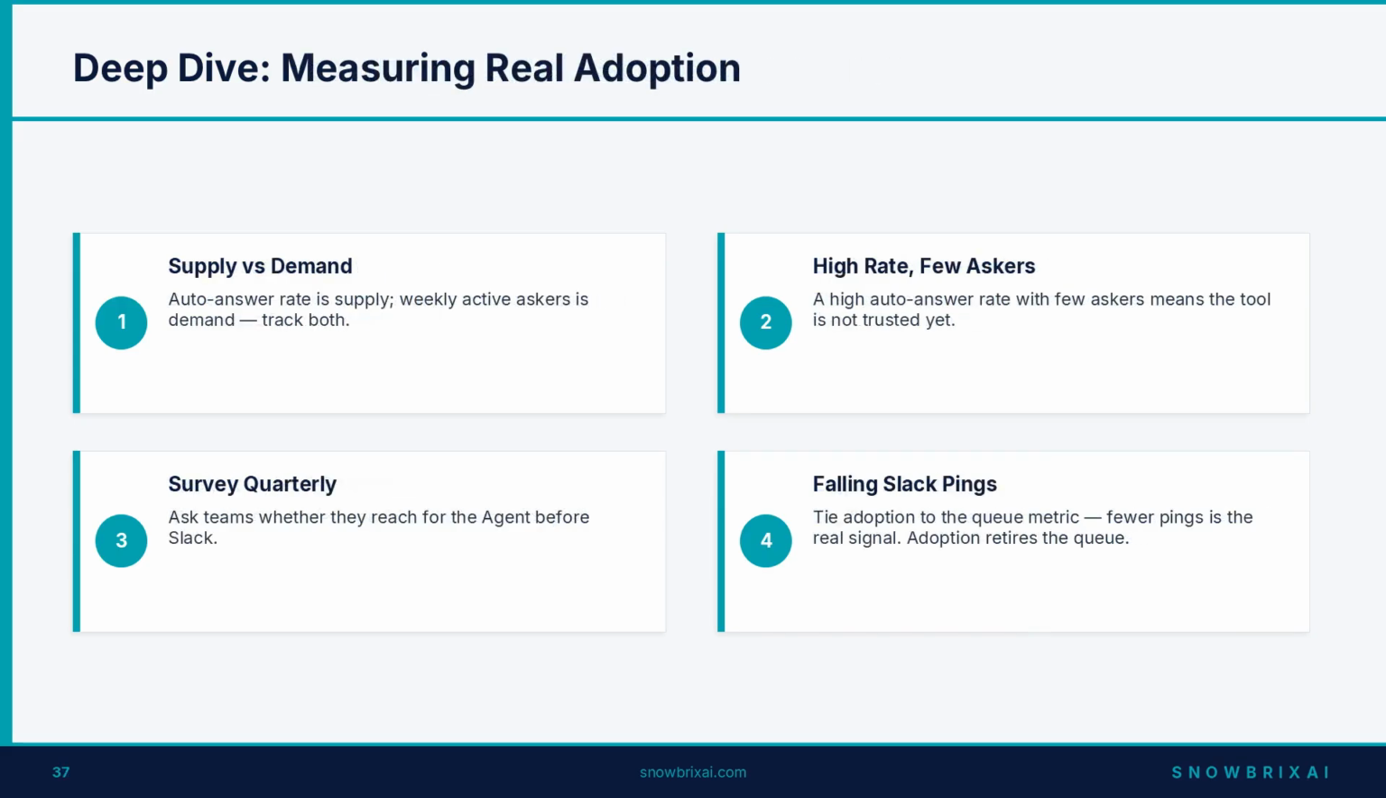Another short aside, measuring real adoption. The auto answer rate is supply, the weekly active askers is demand. Track both. A high auto answer rate with very few askers means the tool is not trusted yet. Survey the teams quarterly. Do they reach for the agent before Slack? And tie adoption to the queue metric. Falling Slack pings is the real signal. Adoption, not capability, is what finally retires the request queue.